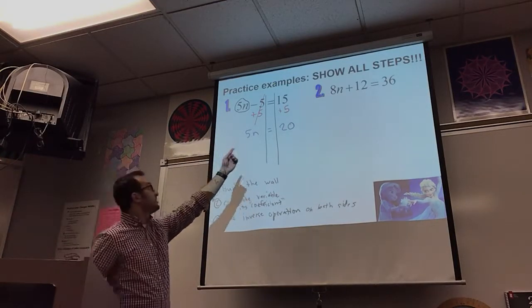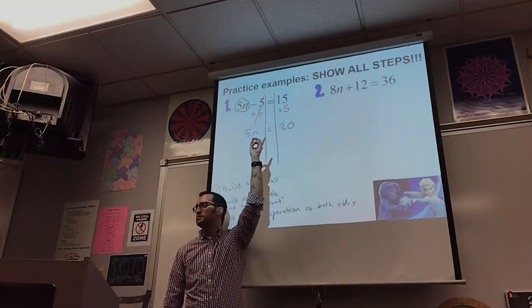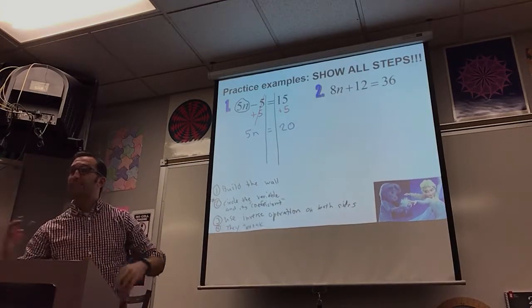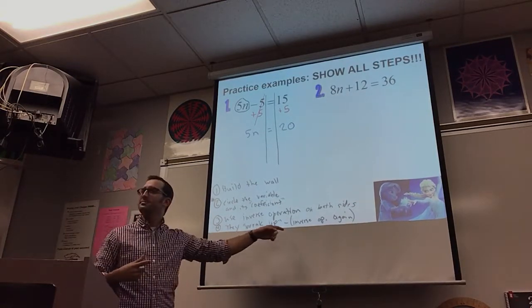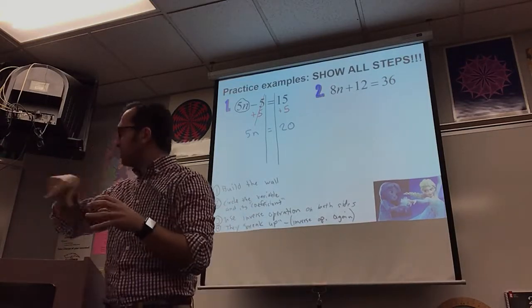So they're together, right? They're together inside that circle, but now they're not inside that circle anymore. They need to break up. So step 4 now is they got to break up. 5 and n, they're together, right? They're an item. That's why we circled them together.